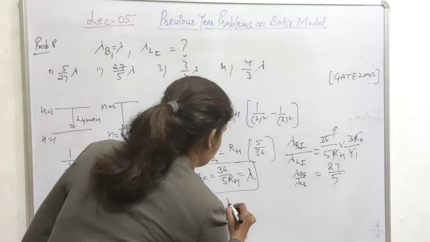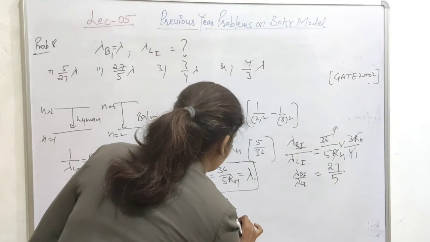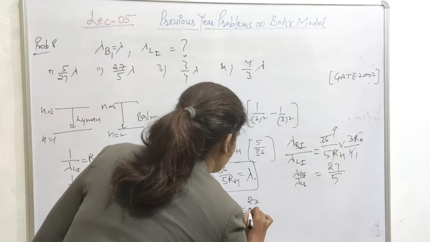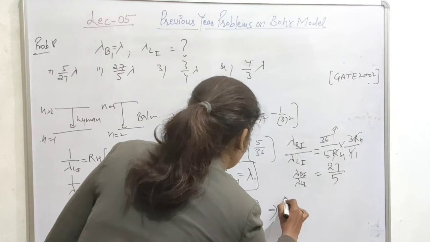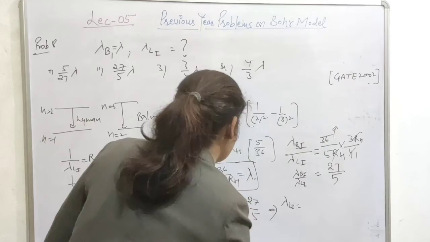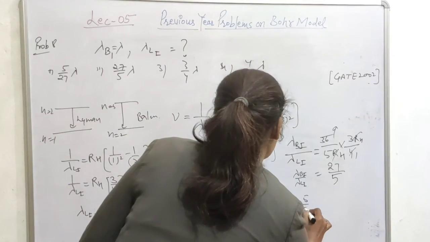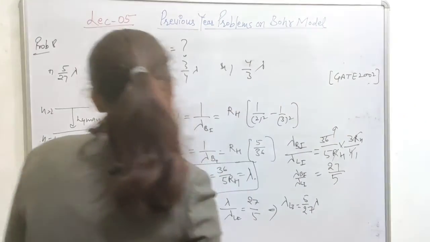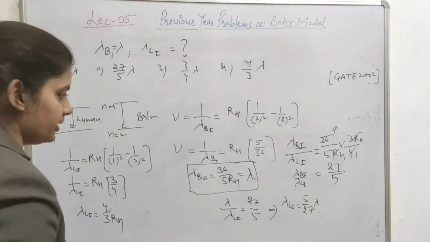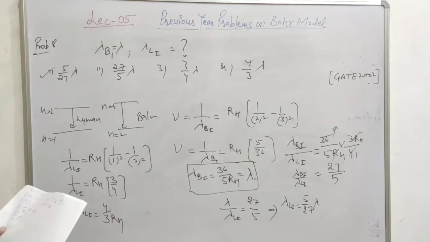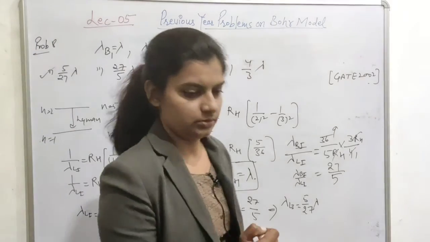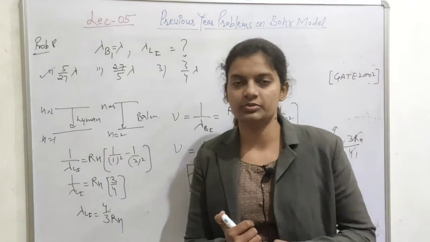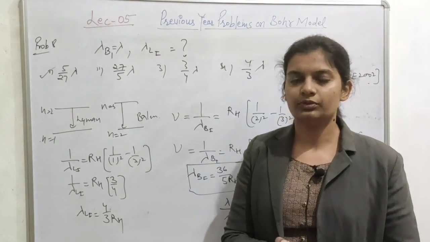So what will be the value? Lambda over lambda Lyman first is equal to 27 over 5. So the value of lambda Lyman first is 5 over 27 lambda. This is the right answer, 5 over 27 lambda. This is the last question of this portion. In the next lecture we will do some theory. Till then, stay tuned. Thanks for watching.